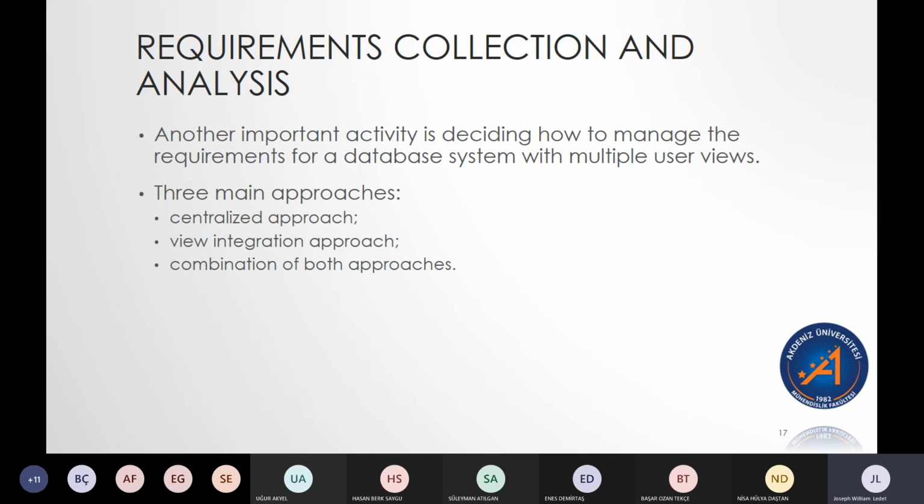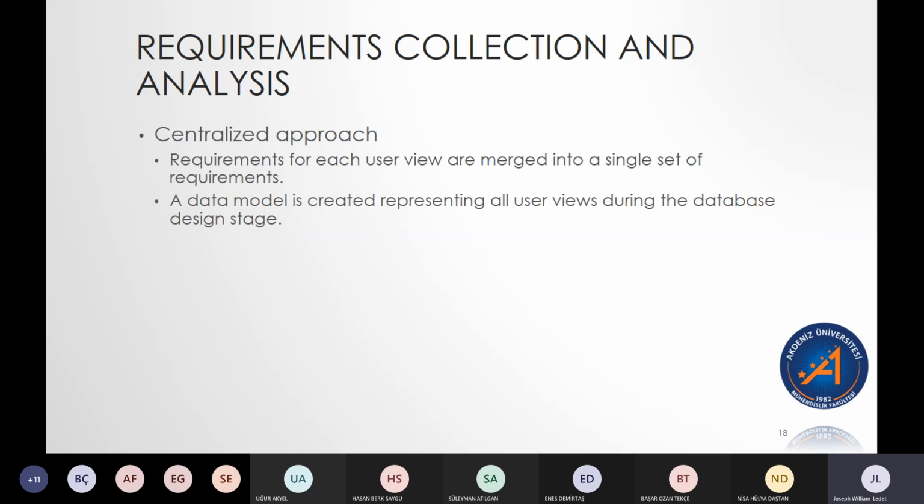Okay, but the centralized approach is we say, okay, we're going to analyze the requirements for each user view. Right? We're going to merge those requirements into a single set, an overall set of requirements. Then we're going to build our data model representing all user views, all requirements, into the design stage.